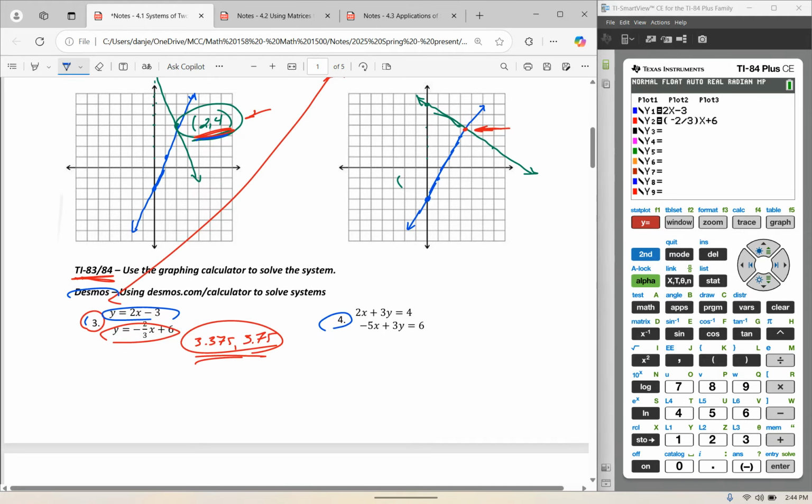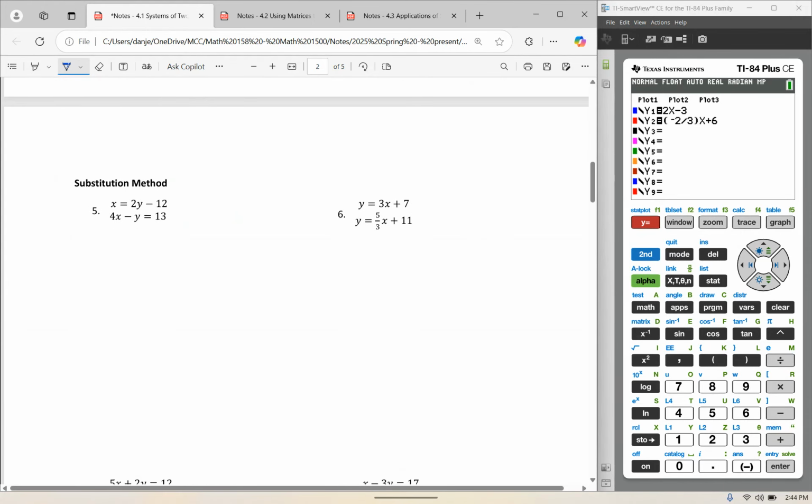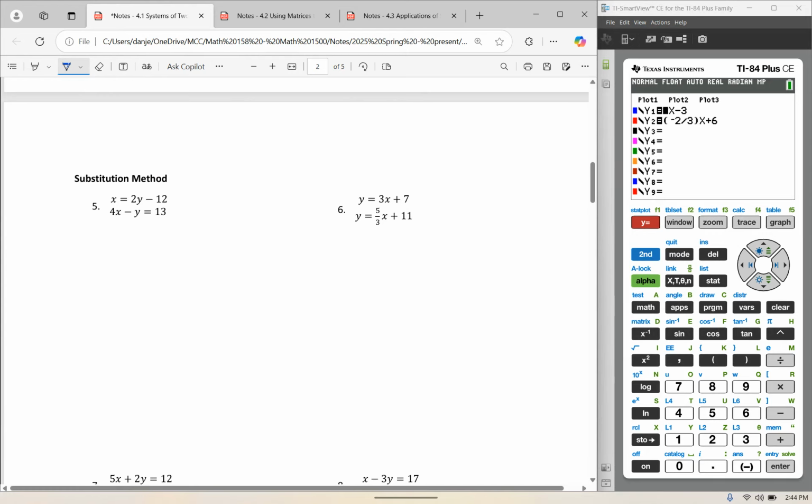Okay. Let's look at some other options for solving systems. Okay, we'll do a few different options here. In number 5, notice we have the system x equals 2y minus 12, and the second equation is 4x minus y equals 13. Because x equals 2y minus 12, I can just substitute that in place of the x. So instead of having 4x minus y equals 13, we can replace that x with 2y minus 12. Notice now I only have one variable in this equation, and it would be the y.